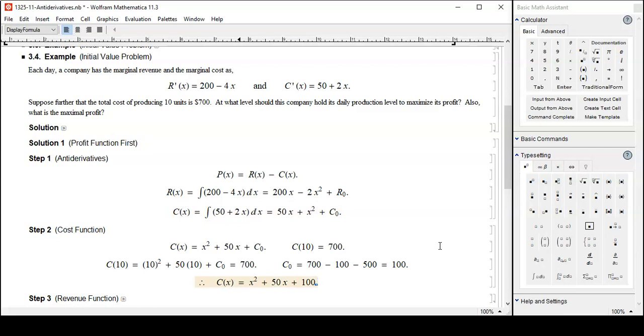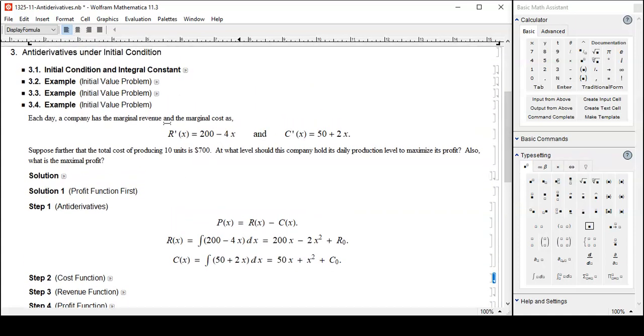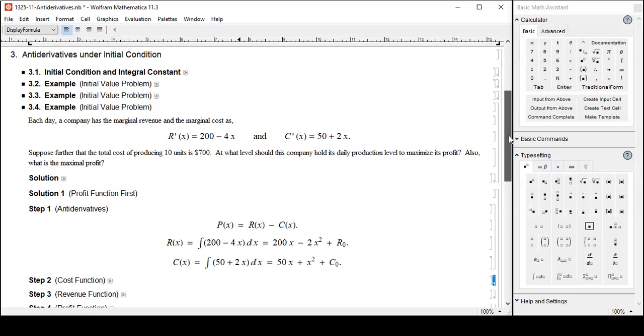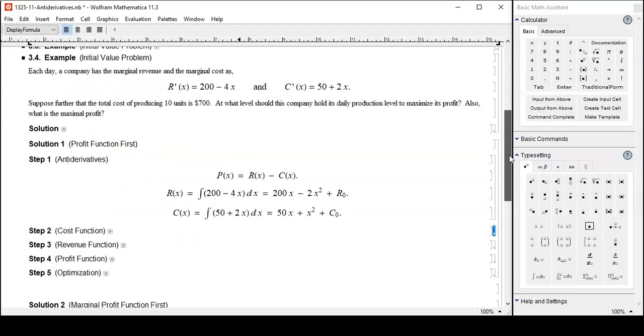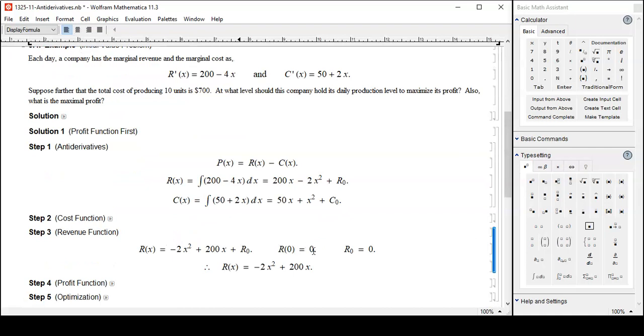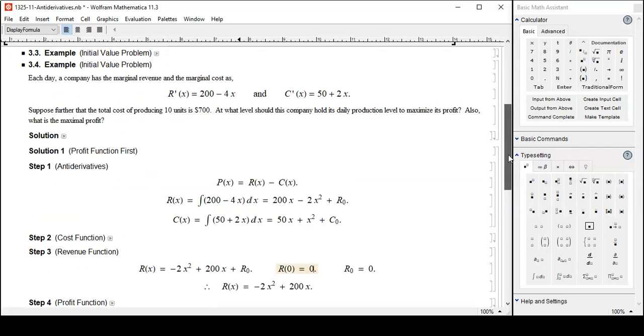How about the revenue function? Well, revenue function can be a bit trickier because there's no initial condition for the revenue directly. But actually, that's easier. Hidden initial condition is right here. There's no such thing as fixed revenue. So if you sell nothing, then you earn nothing. So r of 0 is always 0. So plug in x equal to 0. All these drop down. They're all 0. So 0 equals r0. So yes, r0, the integral constant, turns out to be 0. So we have the revenue function.